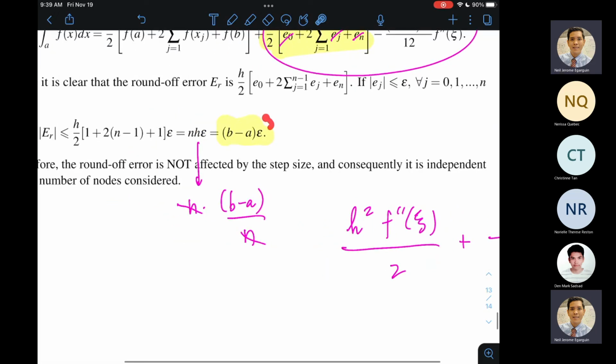Pero pag kinuha natin yung h approaching 0 ng total error para sa numerical integration, equal lang siya sa b minus a epsilon kasi nga hindi na siya nagdedepende kay h. So nakadepende lang siya sa haba ng interval. So we can pick as little h as we want. Up to machine precision, pwede natin gamitin kasi nga hindi affected yung total error by the step size.